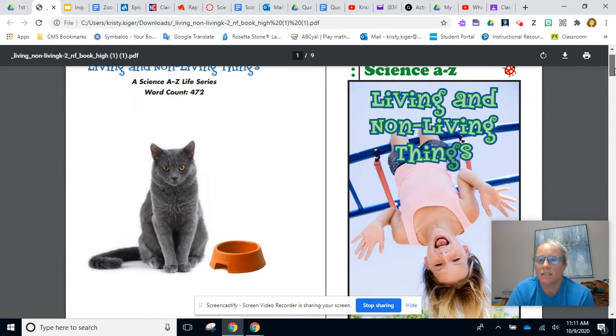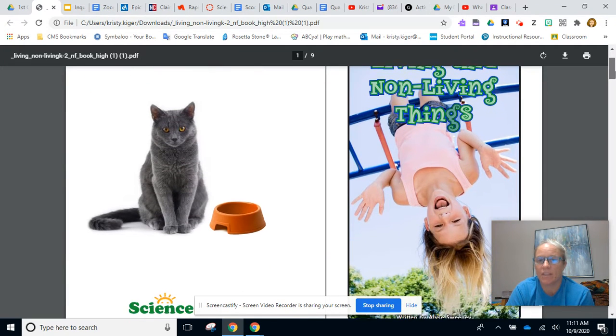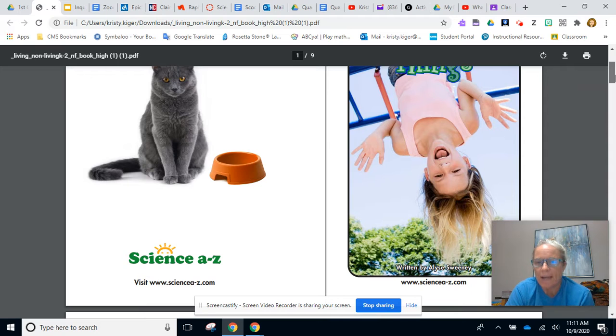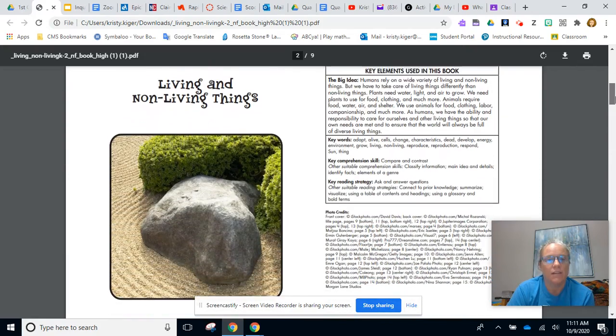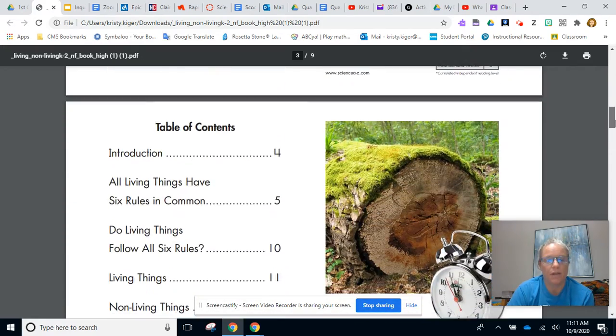Boys and girls, I'm going to read a living and non living things book to you written by Alyse Sweeney. And this is from Reading A to Z, their Science A to Z that they have. Living and non living things. We've got our table of contents.